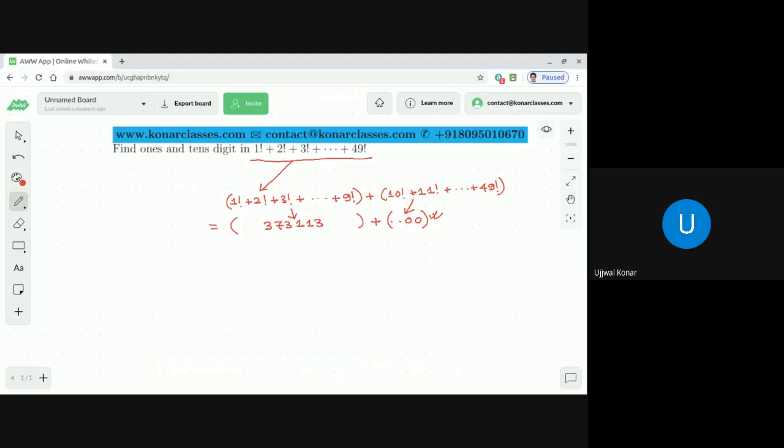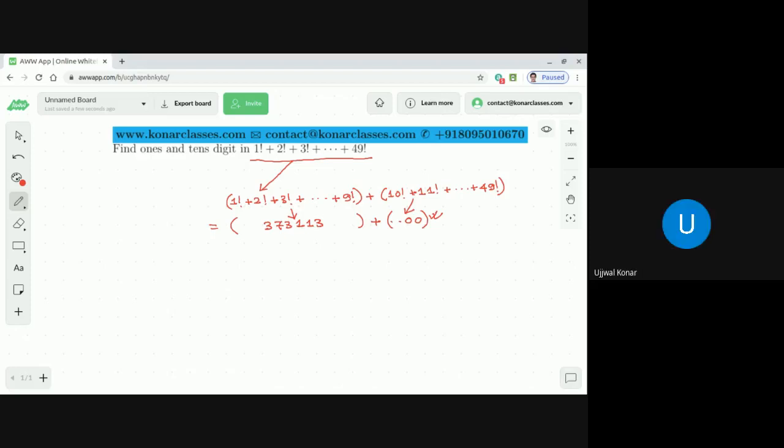Correct? Okay. Then what will we get as the 1st digit and 10th digit? 1 and 3. 3 and 1. Got it? Yes, sir. The 1st digit is 3 and the 10th digit is 1.